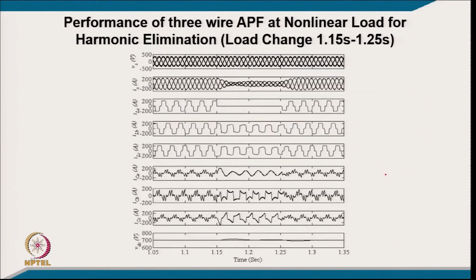And these are typically the performance of the 3-phase 3-wire active power filter for compensation of nonlinear load for harmonic elimination. You can see these are the nonlinear currents of the load, these are the supply currents after the compensation, and these are the shunt active filter currents. But here we do the load unbalancing also, by removing the load on one phase, so it becomes a line to line connected single phase load, and still it is a nonlinear or distorted current.